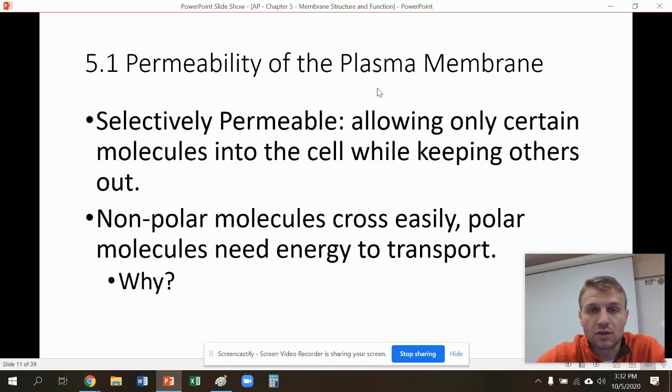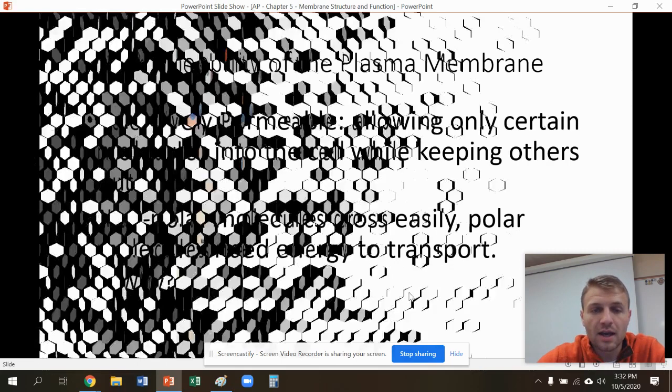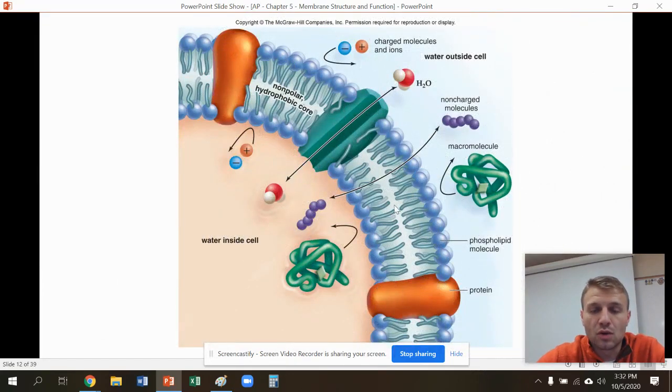Now, there is signal transduction, which is cell communication, but we're going to talk about that in a few weeks. Since nonpolar molecules can easily cross, polar molecules need energy. Why? This is because, again, the majority of a plasma membrane is going to be nonpolar with the tails.